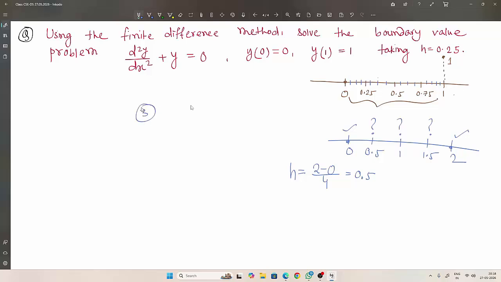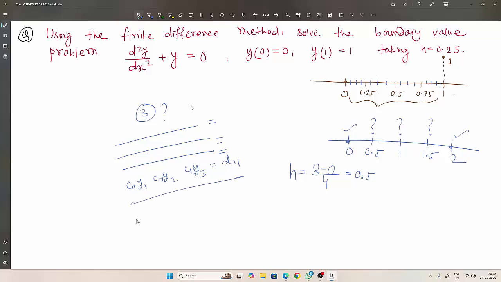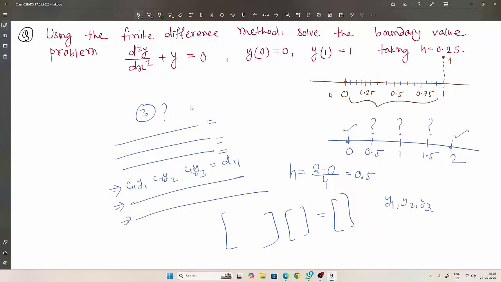See, if we work with 4 intervals, how many unknowns are you getting? 3 unknowns, right? Now to solve these 3 unknowns, 3 linear equations will be formed in terms of y1, y2 and y3. They will look like c11 y1 plus c12 y2 plus c13 y3 is equal to d11. There will be 3 such equations. So this is a 3 cross 3 system, and by solving this 3 cross 3 system you will get the values of y1, y2, y3. Now suppose I subdivide this interval into 3 equal parts. If we do 3 equal parts, how many unknowns will you get at a time?